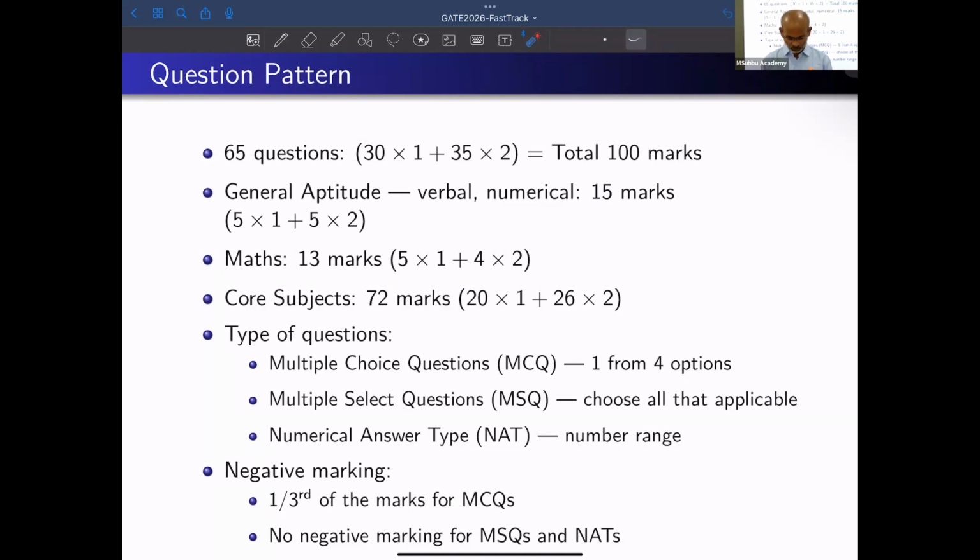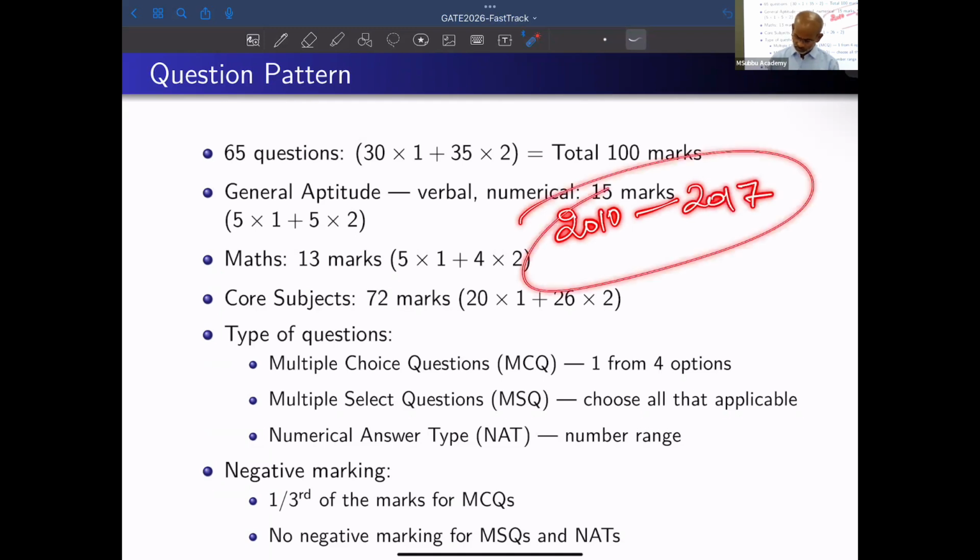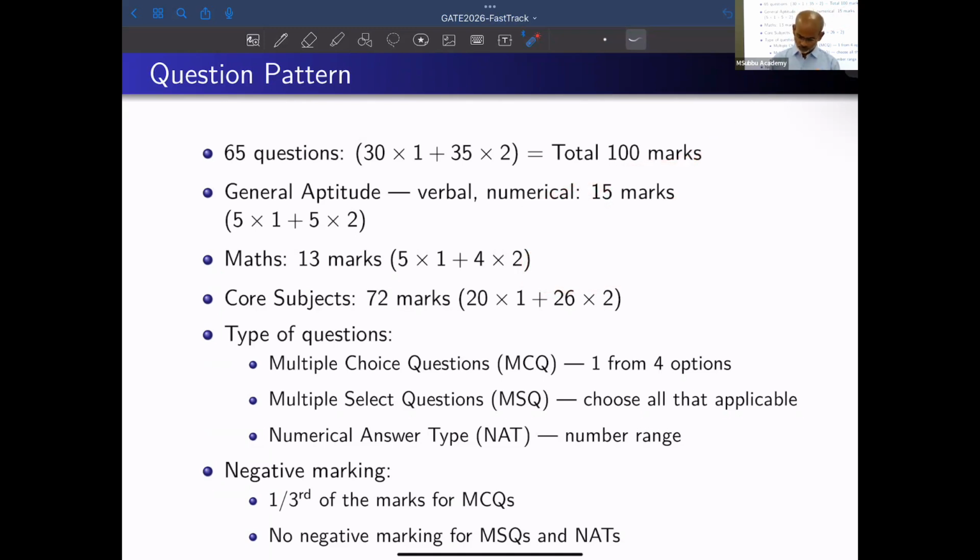Two of my students worked on that. Based on the questions of 2010 to 2017, all of this is now available in the form of a book, and that book material is also available as a course, as a part of your course material.